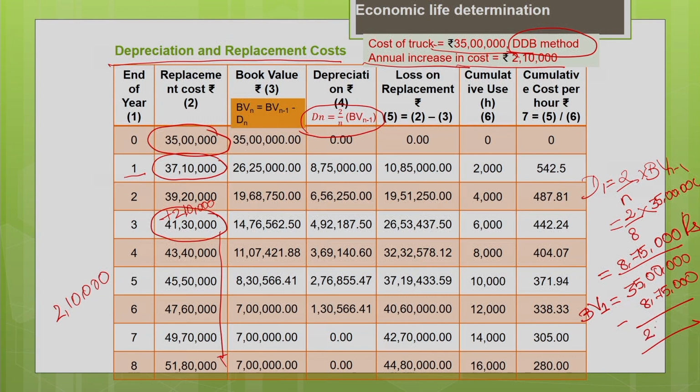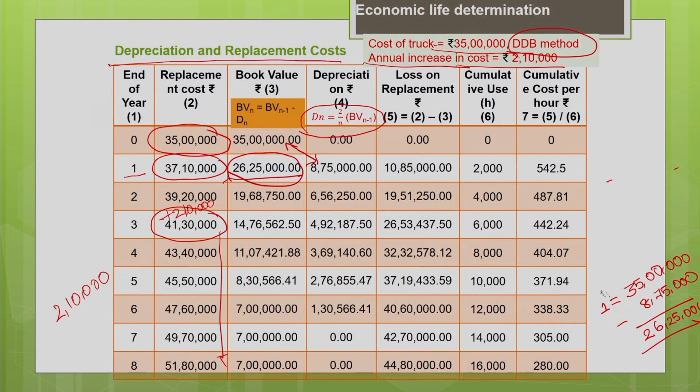It is nothing but 26,25,000. So, book value at the end of the first year. To get that you have to subtract the depreciation for the first year from the book value at the beginning of the first year. If you subtract these two, you will get the book value at the end of the first year. So, this is how you calculate. That is why it is given here. You can see that book value for the current year is nothing but book value at the end of the previous year minus the depreciation for the current year. The book value at the end of the previous year is same as the book value at the beginning of the current year.